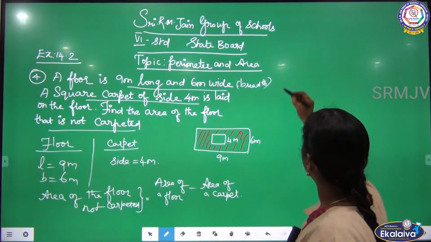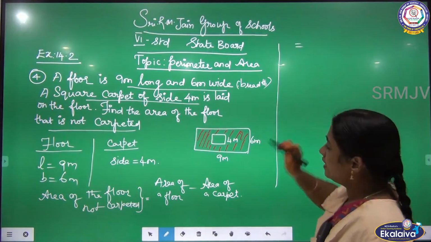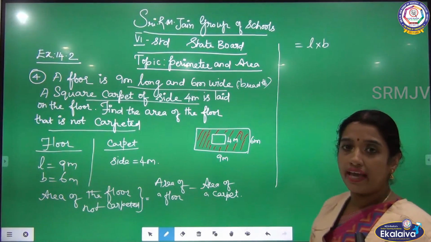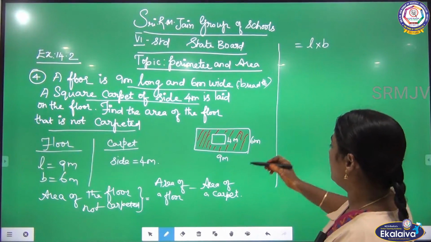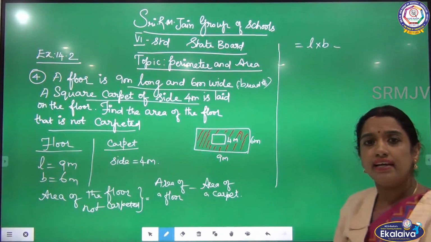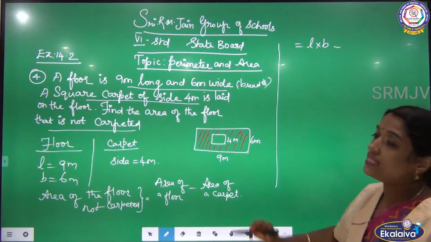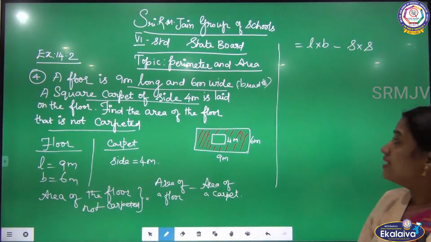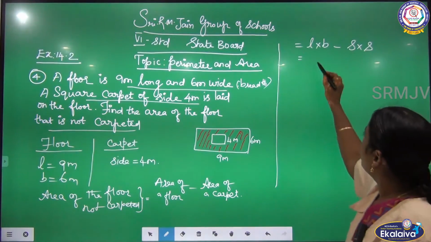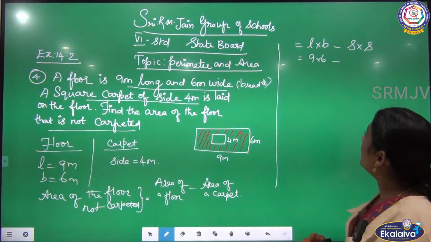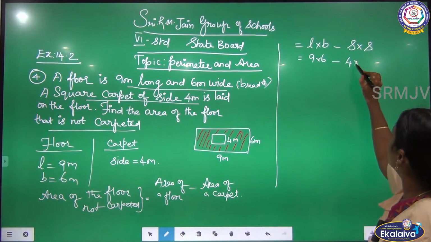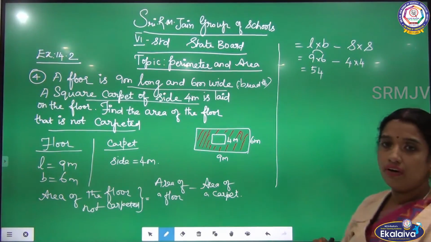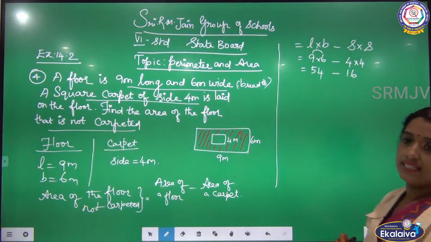Listen, area of the floor. First we collect this. What is that? Area of the floor. It is a rectangle. So I have written length into breadth. Okay, area of a rectangle formula. Length into breadth. And minus symbol is there. So for that minus symbol, area of a carpet which is in a square shape. So side into side. Can you clear this? Then collect the length and breadth of the floor. 9 into 6 minus, what is the side here? 4 into 4. Okay. 9 6s are 54 minus 4 fours are 16.